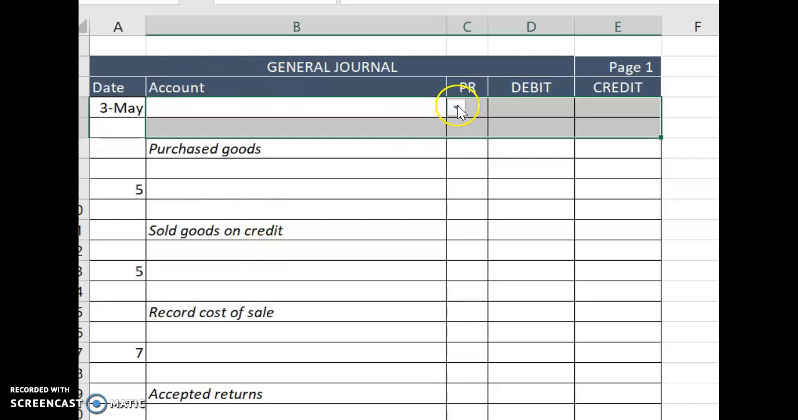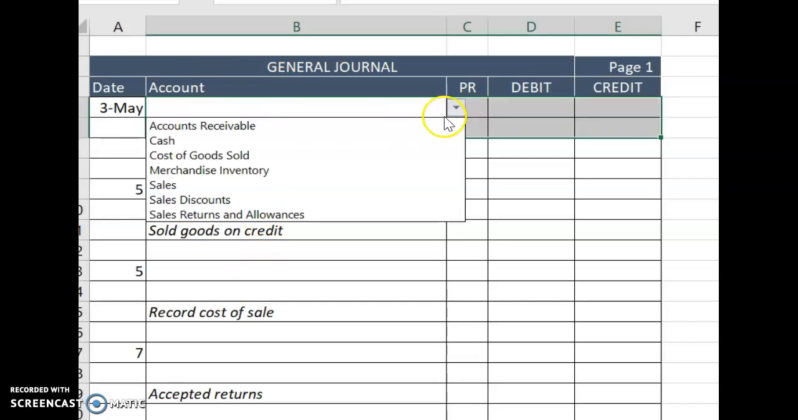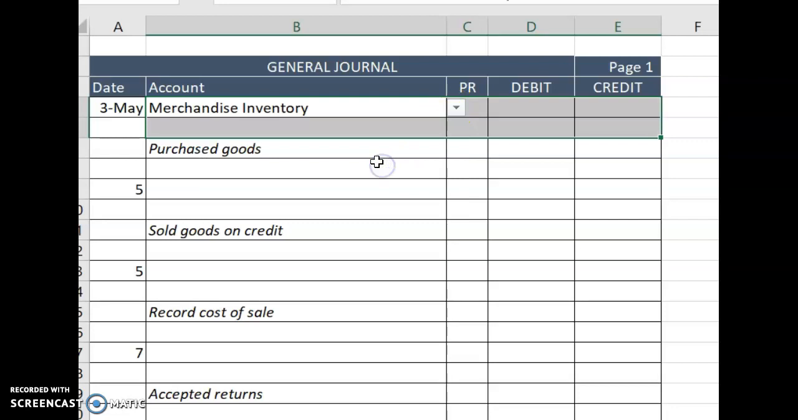So this is from our last entries where we were the buyer. We're going to purchase merchandise inventory, debit that for $20,000. You're going to credit cash because this was a purchase of cash, it tells us.